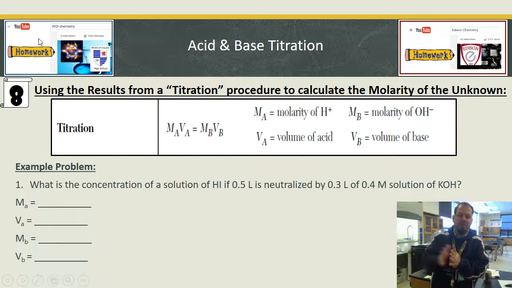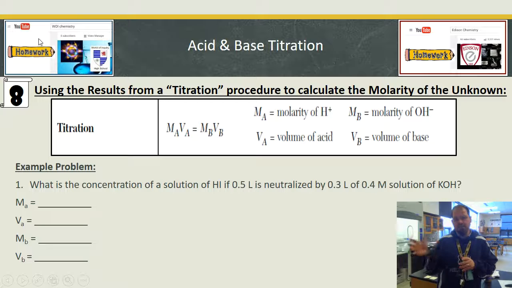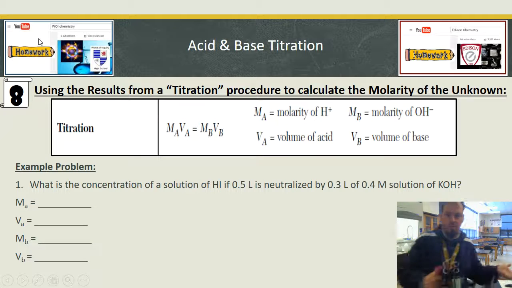Here is the titration equation. This is what is in your reference tables. We call it MAVA equals MBVB. I'm not going to get into the multiple uses for this, but it is actually used for more than just titrations. All right. Notice your variables are out there. Capital M is molarity of acid, H+. You need to make that connection. H+ is acid, A stands for acid. Volume of acid, molarity of OH-, which is base. OH- means base, volume of base. So B means base, okay? So we're going to read a problem, we're going to plug the pieces in, we're going to plug and chug, and we're done and this video is over.